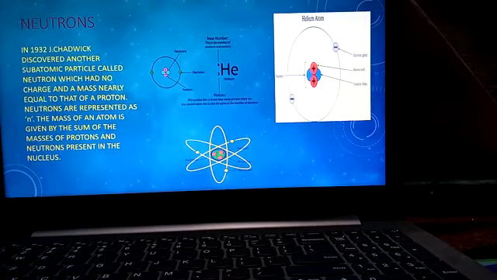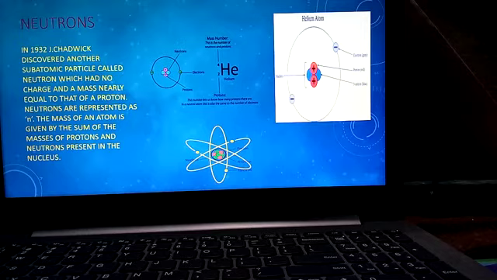Now, what are neutrons? We already learnt about the protons and the electrons. Protons are positively charged particles, which were discovered by Goldstein, and electrons are negatively charged particles, which were discovered by J. J. Thomson, but the detailed arrangement of electrons was given by Rutherford.